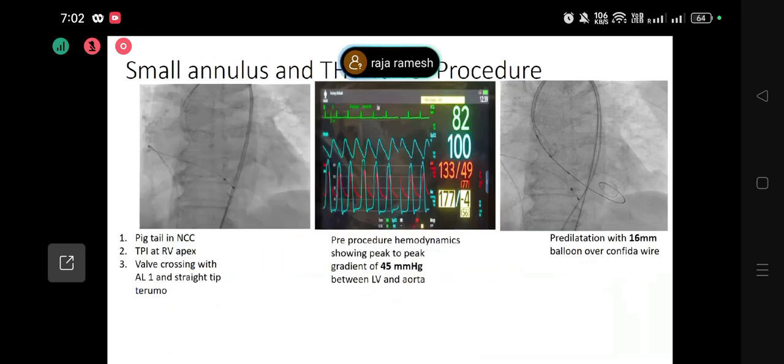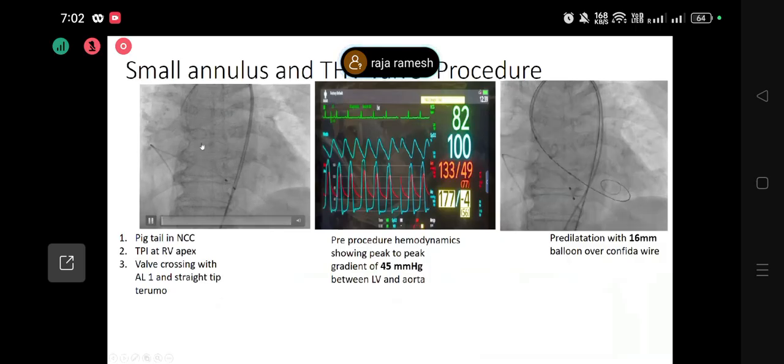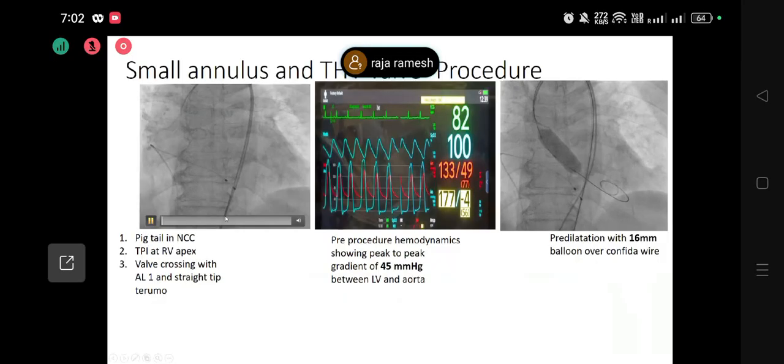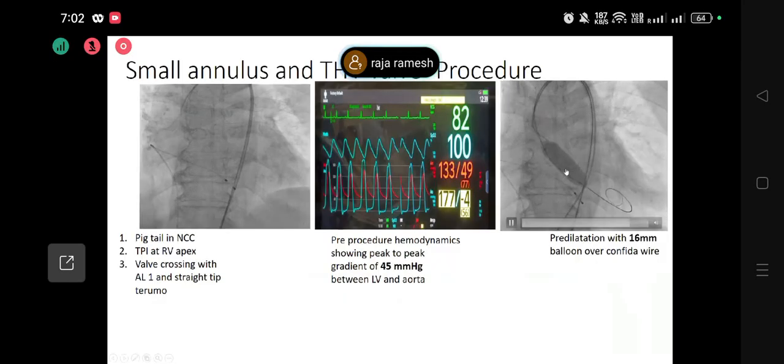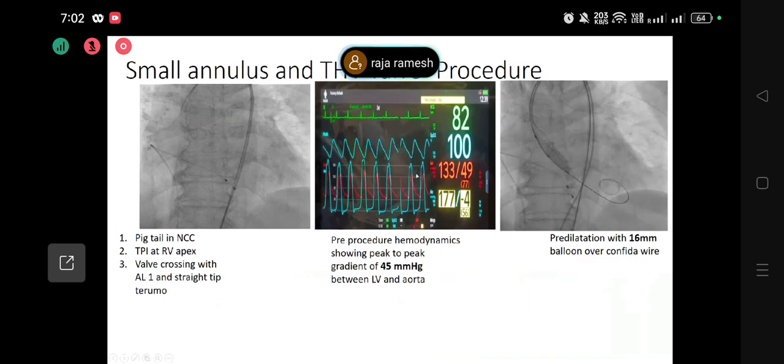So this is the standard TAVI procedure, with figures I am showing repeatedly. One pacemaker in the RV, one pigtail in the non-coronary cusp for the aortograms and crossing the valve, and a pre-dilatation with the 16 mm balloon. And these are the pre-procedural hemodynamics. The blue color is the ventricle, the red color is the aorta. We can see the gradient is around 50.